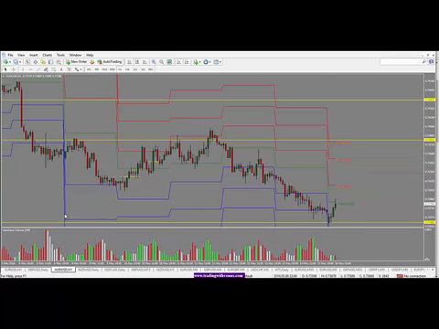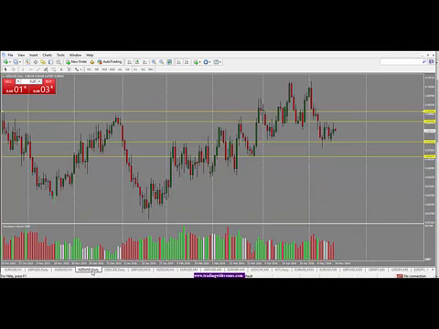So here we have price did come and test the bottom, and now it's pushing to the upside. So we'll keep an eye on this to see how this sets up.